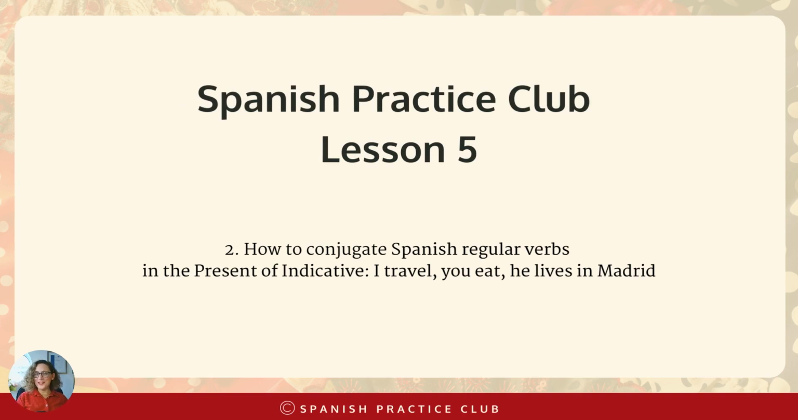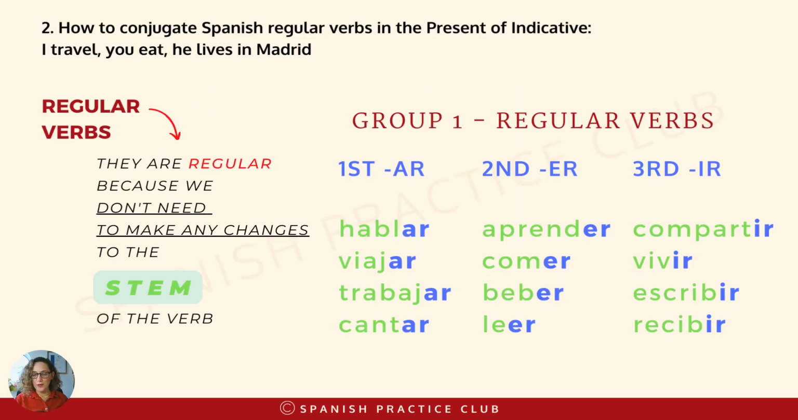Now that we've learned the 3 Spanish conjugations, we are going to actually learn how to conjugate the verbs in the present of indicative. So all of the regular verbs in Spanish in the present of indicative. The first thing that you would like to learn is that regular verbs are regular because we don't need to make any changes to the stem of the verb.